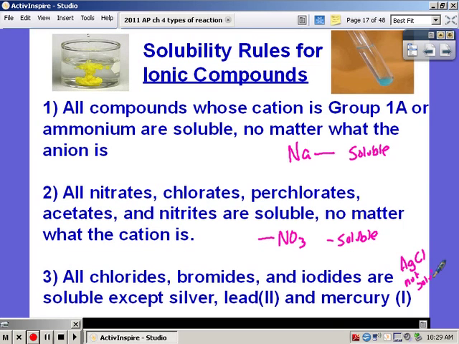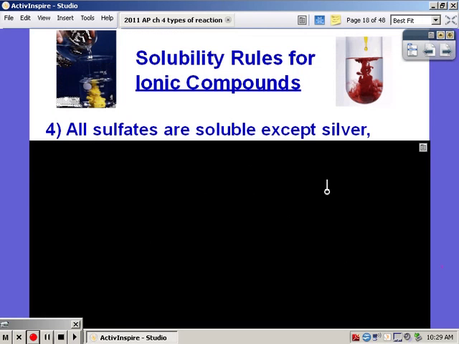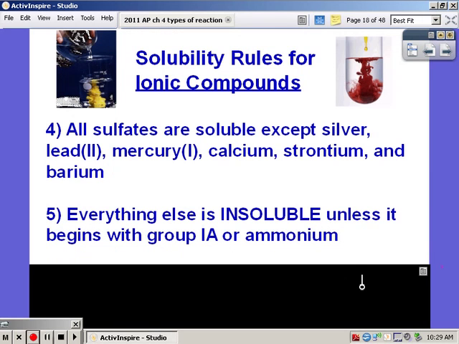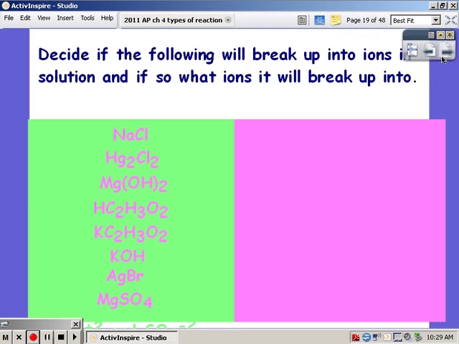So silver chloride's not soluble, while iron chloride would be soluble. All sulfates are soluble except 6: silver, lead 2, mercury, calcium, strontium, and barium. Everything else is assumed to be insoluble unless it begins with group 1A or ammonium because of rule 1.